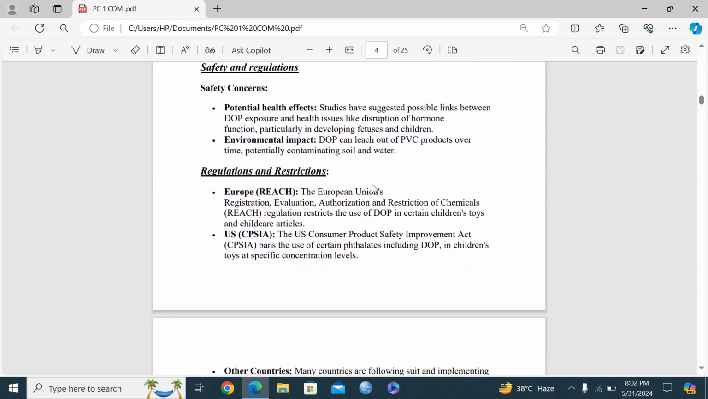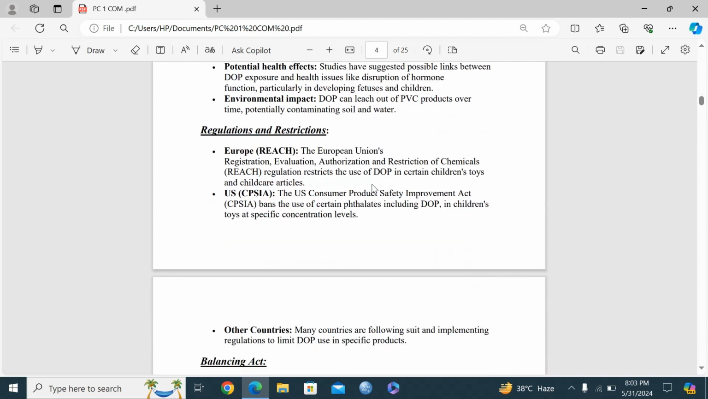Safety and regulation. Safety concern, potential health effects. Studies have suggested a possible link between DOP exposure and health issues like disruption of hormone function, particularly in developing fetuses and children. Environmental impact: DOP can leach out of PVC products over time, potentially contaminating soil and water.